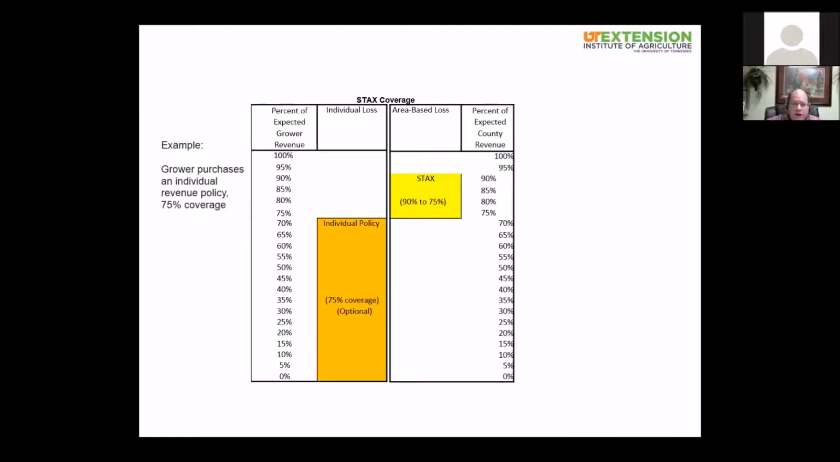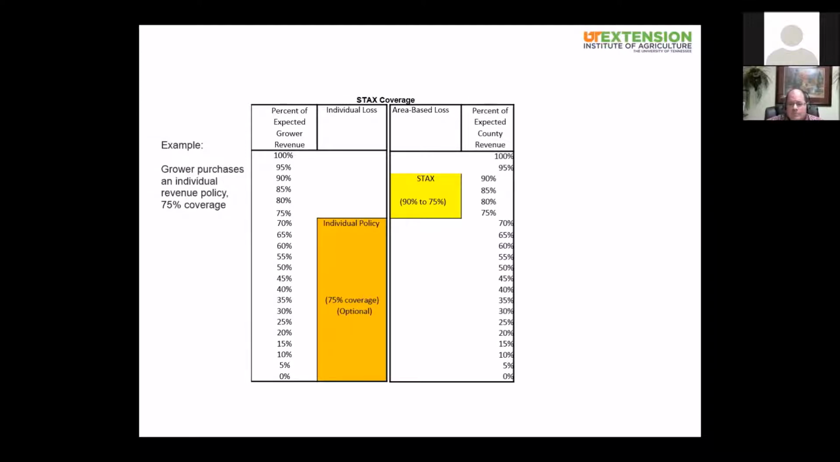Let's look at how this works with your individual policy. Now, in this example, a producer has a 75% buy-up coverage. In that case, the STAX is going to sit right on top of it. So it'll set and go. It'll be from 75% to the 90% of that expected revenue for that area or county.